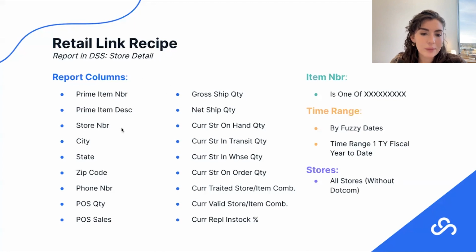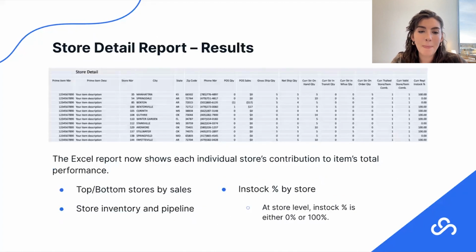So you'll see the report columns pretty similar to before, but we're pulling a couple more metrics that are focused on that store details, like your store number, city, state, zip code, etc. And then item number, as well as time range, and then the stores. This is going to be without .com within DSS, but you will be able to pull more enhanced .com metrics in Luminate. So that's another helpful thing if you're building this, to consider including columns that help you understand how it's performing at the omni-channel level.